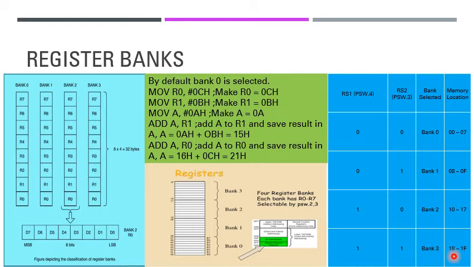These banks are accessed one at a time by bit addressing of the D3 and D4 bits of the program status word. By changing the values of RS0 and RS1, the banks are selected.